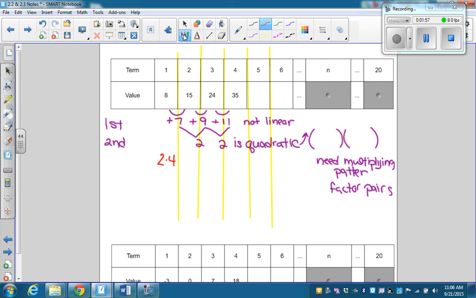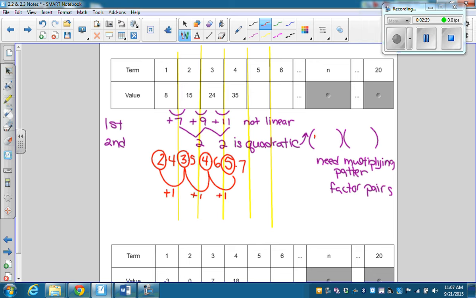So 2 times 4, 15 can be 3 times 5. So 2 to 3 would have to make this 4. So this could work, right? 4 times what? 6. So this would have to be 5, because 5 times 7 works. So if you look at the numbers in the circle, now they have a constant first difference of 1.